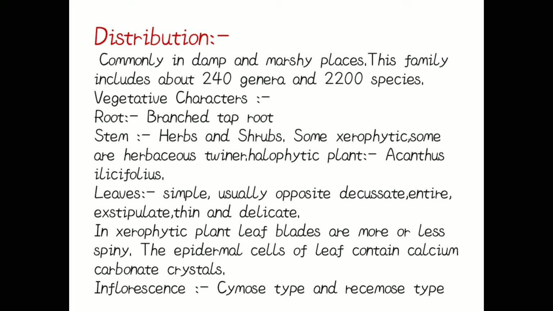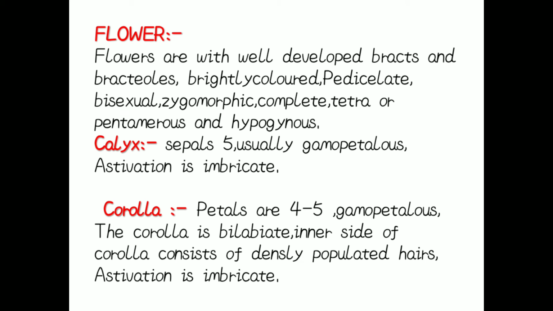The epidermal cells of the leaf contain calcium carbonate crystals. So the leaf contains calcium carbonate crystals also. The inflorescence might be cymose type and sometimes racemose. Now let us discuss the most important part, that is the flower. So flowers are with well developed bract and bracteoles, brightly colored, pedicellate.